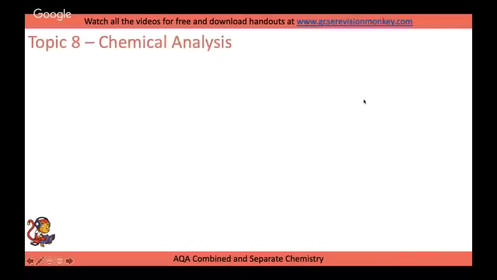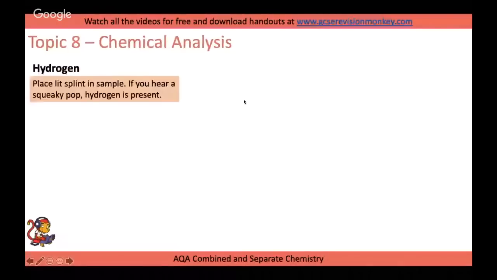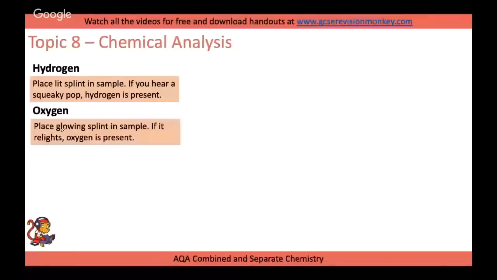So, chemical analysis. You need to know the test for some different gases. Hydrogen is 1. If you put a lit splint in the sample and hear a squeaky pop, that means you've got hydrogen present. For oxygen, if you place a glowing splint in a sample, so you've lit it up and then blown it out so it's glowing slightly, it will relight if oxygen is present.